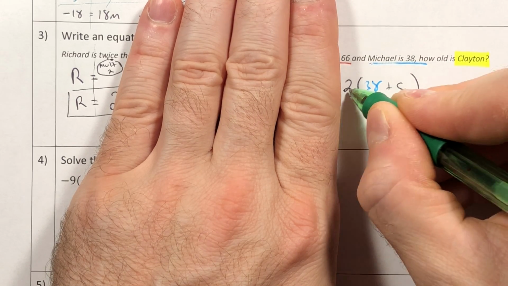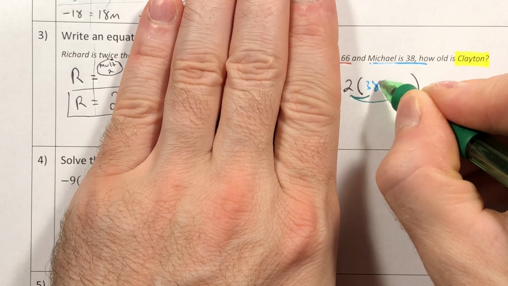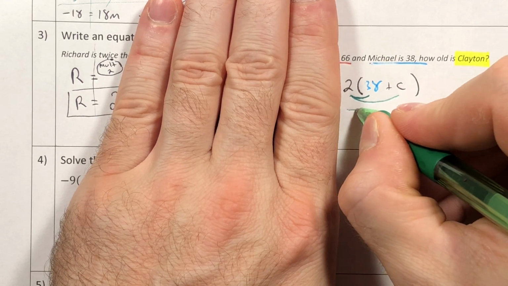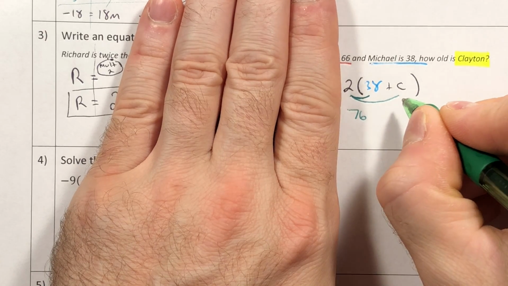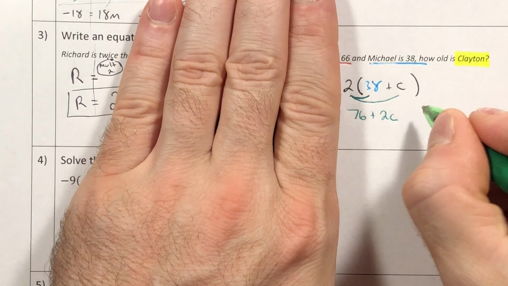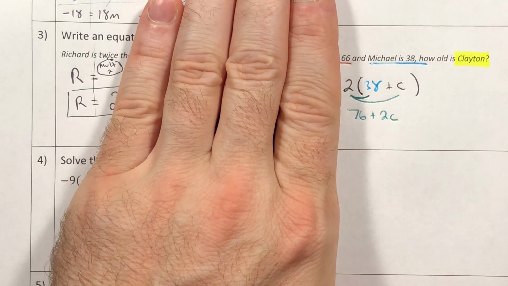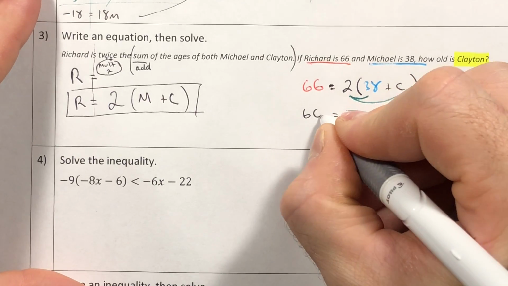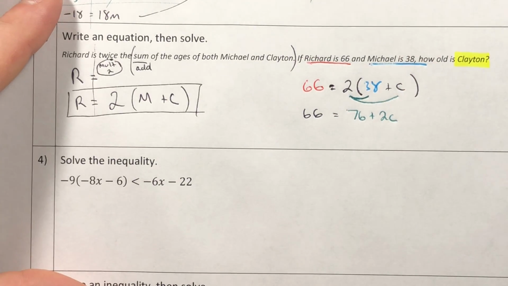2 times 38, 2 times 30 is 60. 2 times 8 is 16. 60 and 16 makes 76. And then I'm going to have a 2c. I can't simplify this any further, so I'm just going to go ahead and check out what's left in the equation. Equals 66. Perfect.